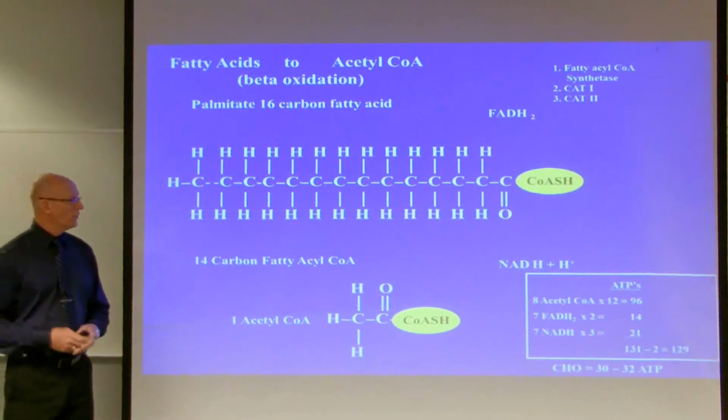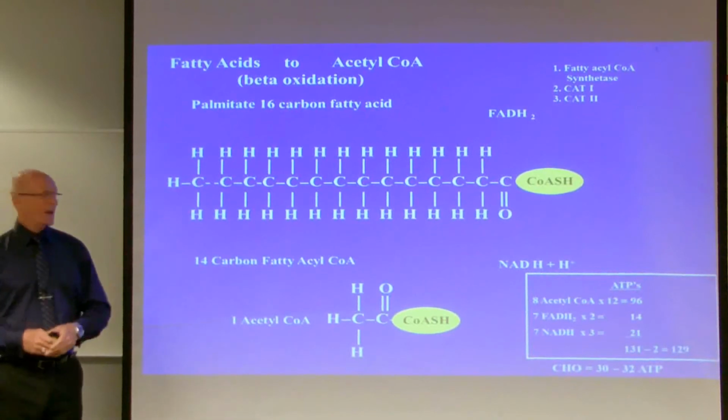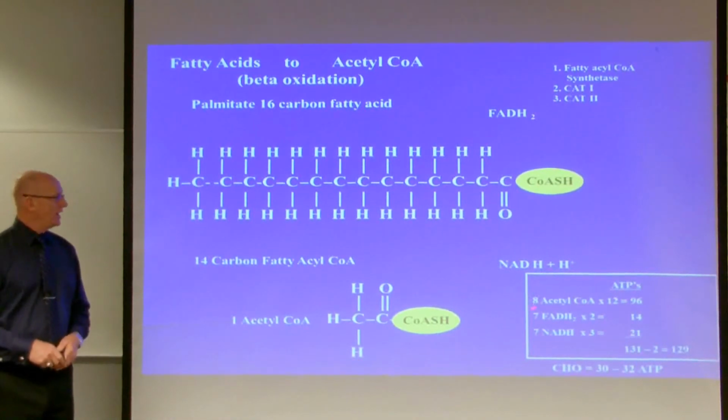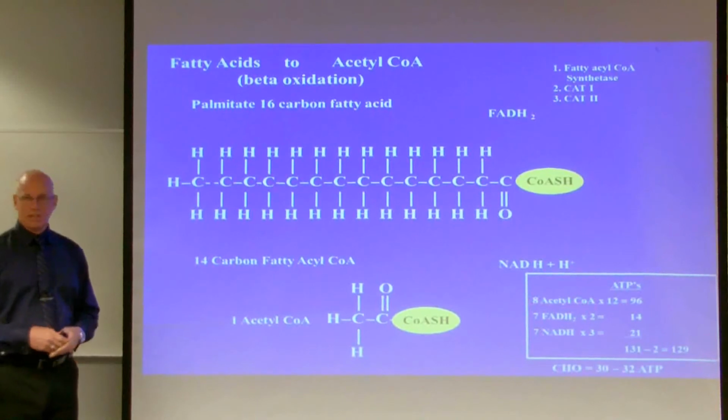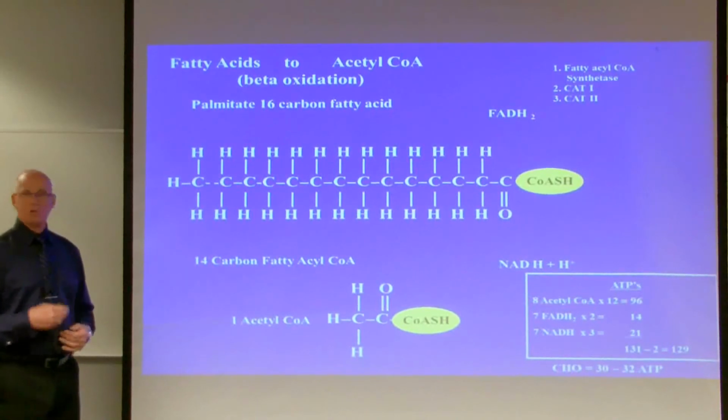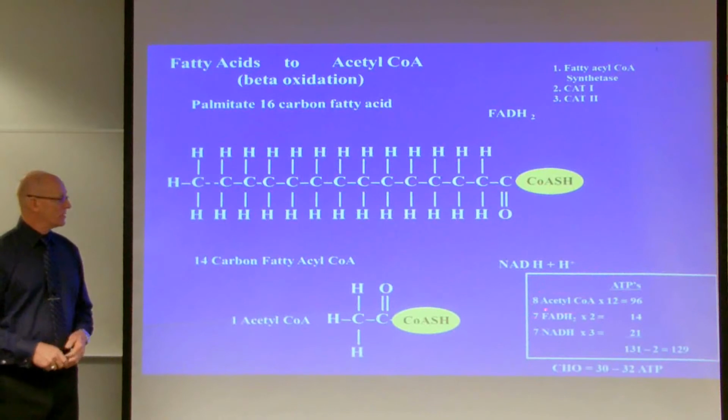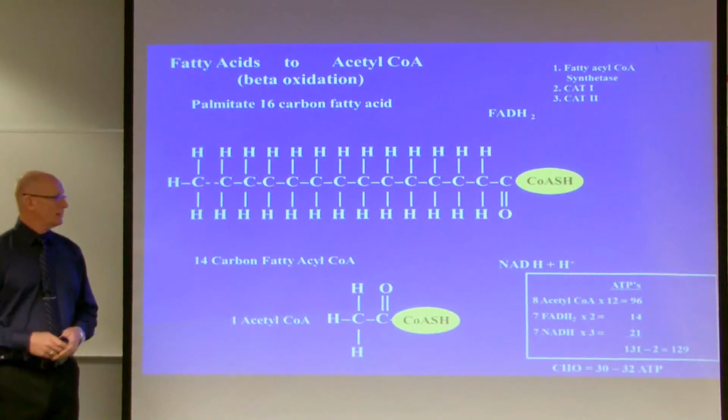So the end result of this 16-carbon fatty acid is there are 8 acetyl-CoAs. Since it's 16, split that in half because we're taking 2 out of it at a time. So that's 8 acetyl-CoAs. We get 12 ATPs for one acetyl-CoA. So 8 times 12 is 96.